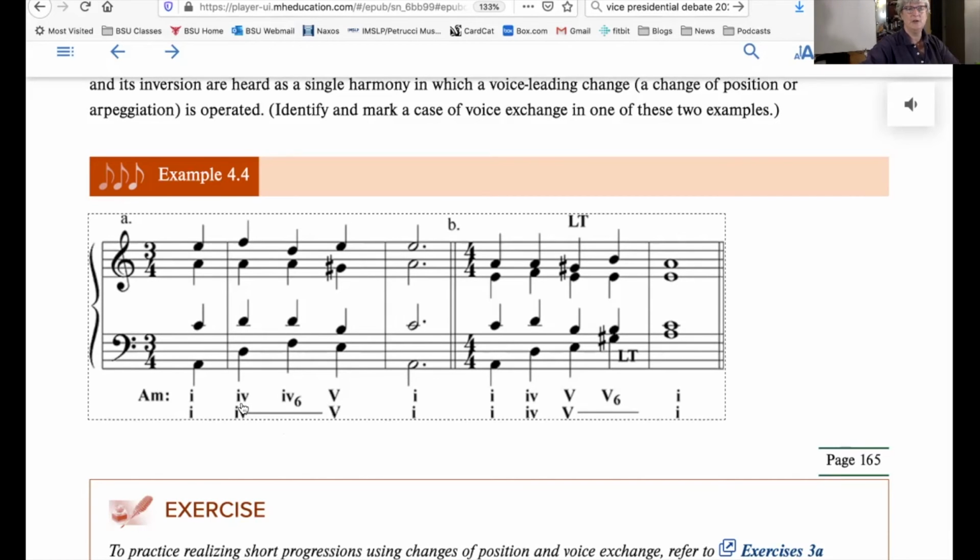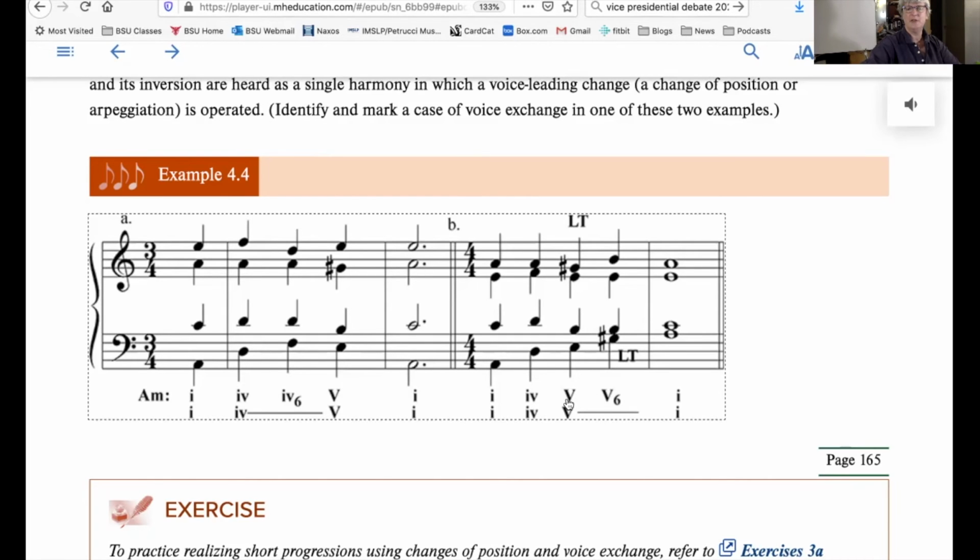If you said that the motion from the 4 to the 4/6 chord employs voice exchange, you're correct. See how the 4 chord has D in the bass and F in the soprano? And then the two voices literally exchange notes. Now the bass has the F in the bass and the D in the soprano.